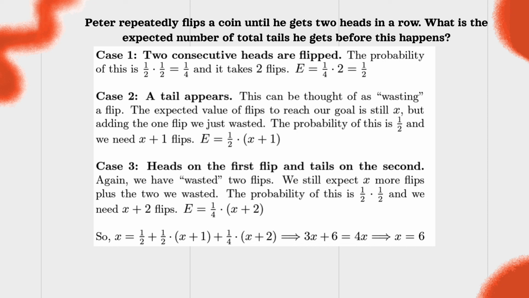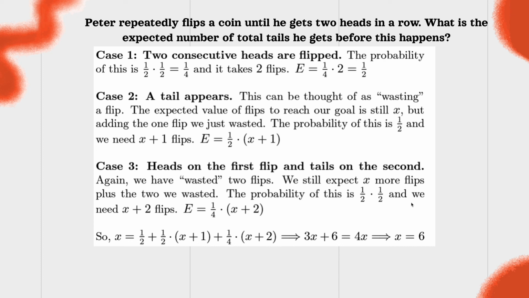Case 3, we get heads on the first flip and tails on the second. Again, we have wasted 2 flips. We still expect x more flips, plus the 2 we just wasted. The probability of this is 1/2 squared, times x plus 2. So we set x to be equal to the sum of all our cases. Evaluating this gives us x equals 6.